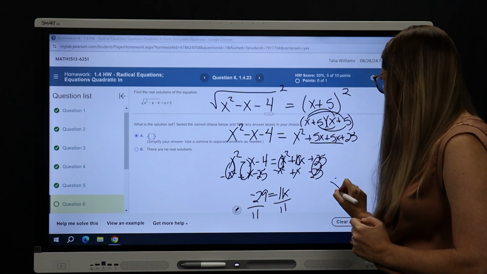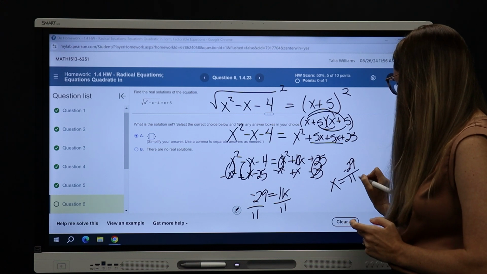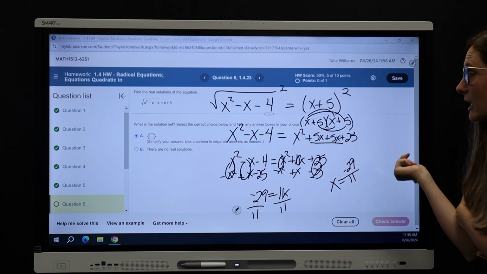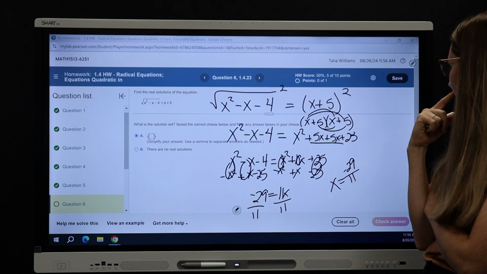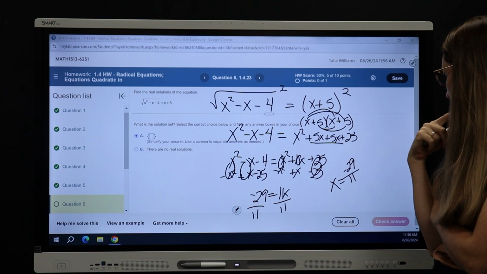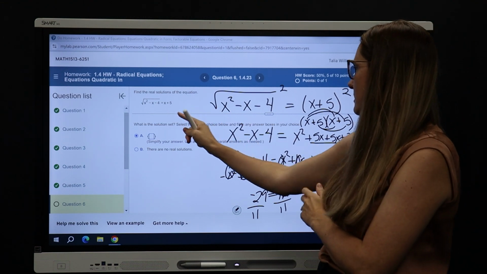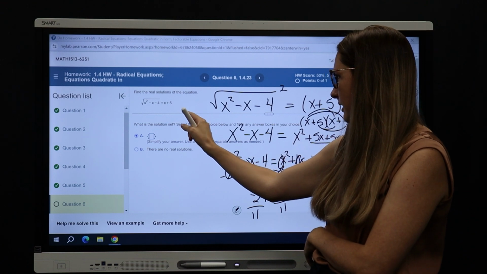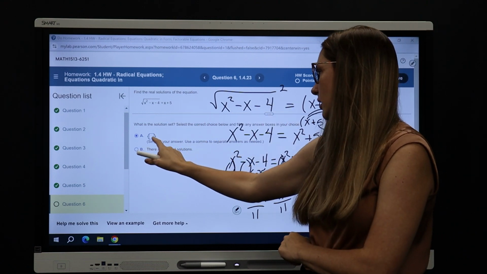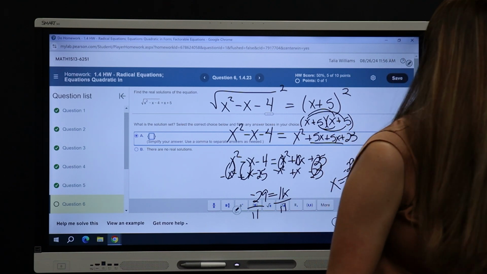So I have x equals -29 over 11. We should check this. 29 over 11 is not quite 3, so this is still going to be positive over here. So it very well should work. If I have my calculator, I just type it in. Let's see what happens.